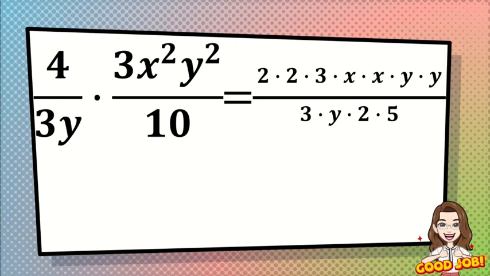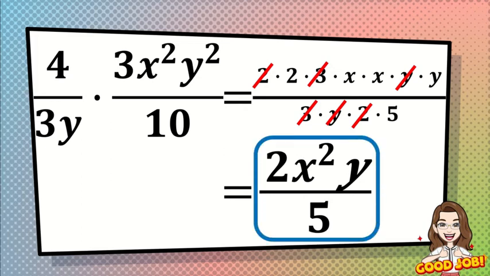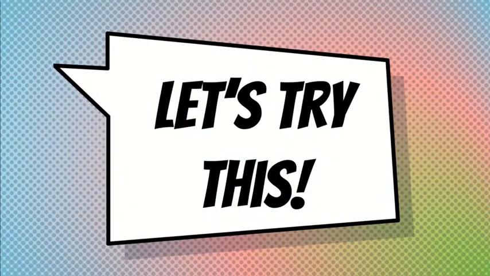Eliminate the common factors. We have 2, 3, y, and then simplify the remaining factors. We have 2 times x times x times y is 2x squared y all over 5. So our product for 4 over 3y times 3x squared y squared over 10 is 2x squared y all over 5. Let's try more of this. You may pause the video to answer the given first.